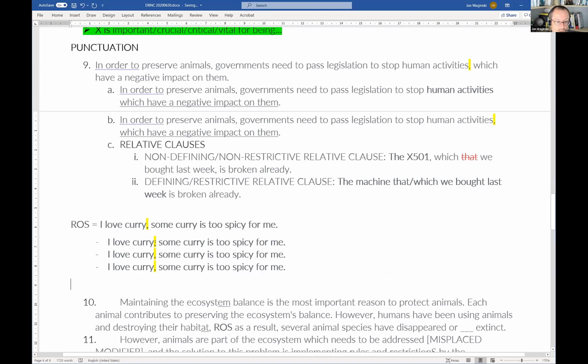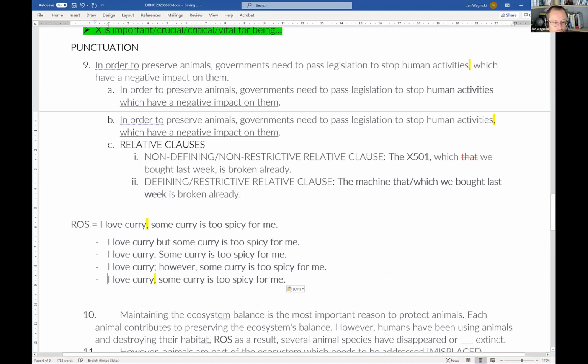I love curry, but some curry is too spicy for me, period. Do a semicolon. We could transform one of them into a dependent clause. Now the comma is okay.